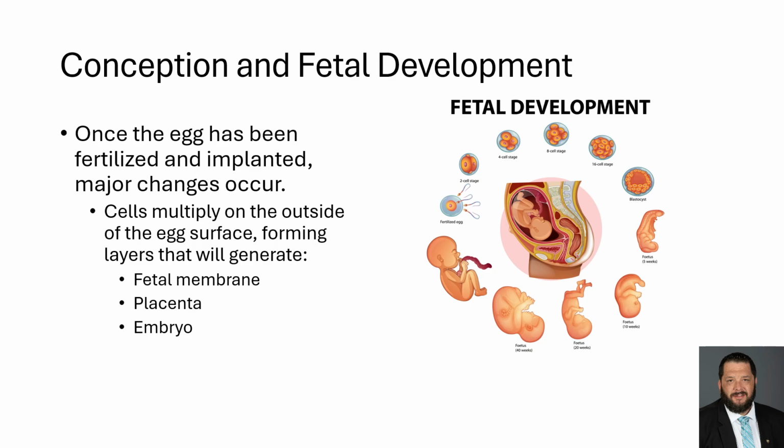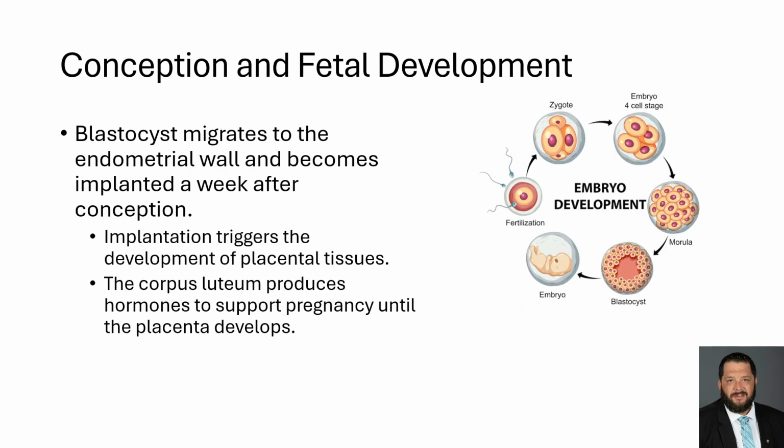Once an egg has been fertilized and implanted, major changes occur. Cells multiplying on the outside of the egg surface form layers that will ultimately generate the fetal membrane, the placenta, and the embryo.